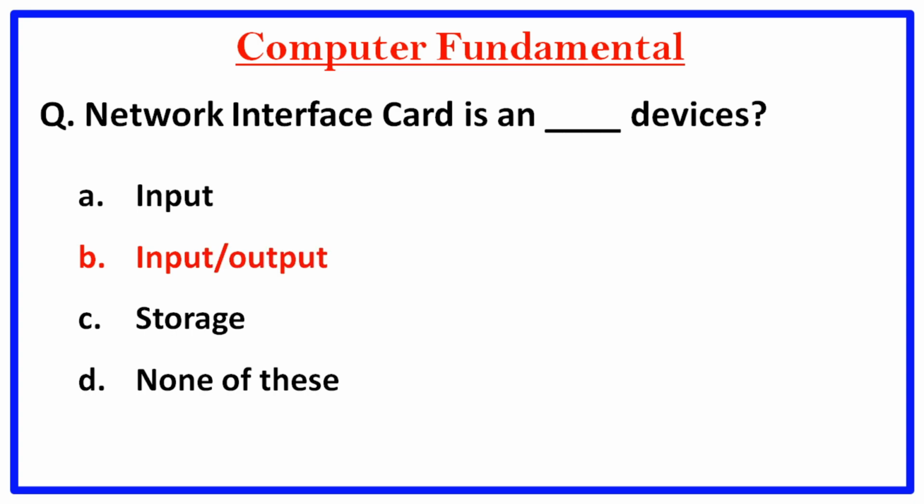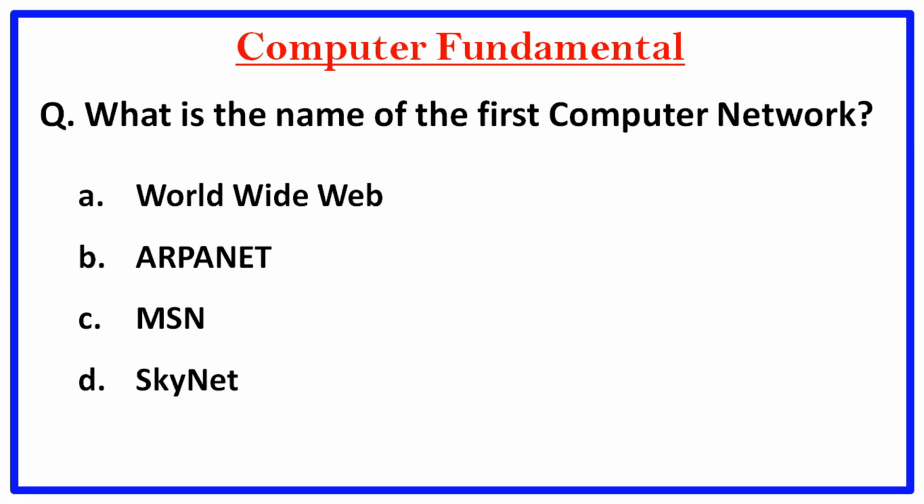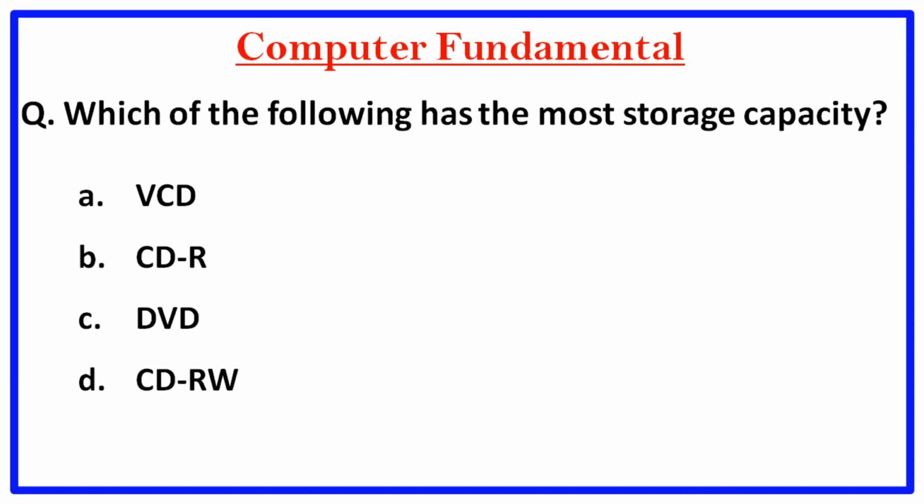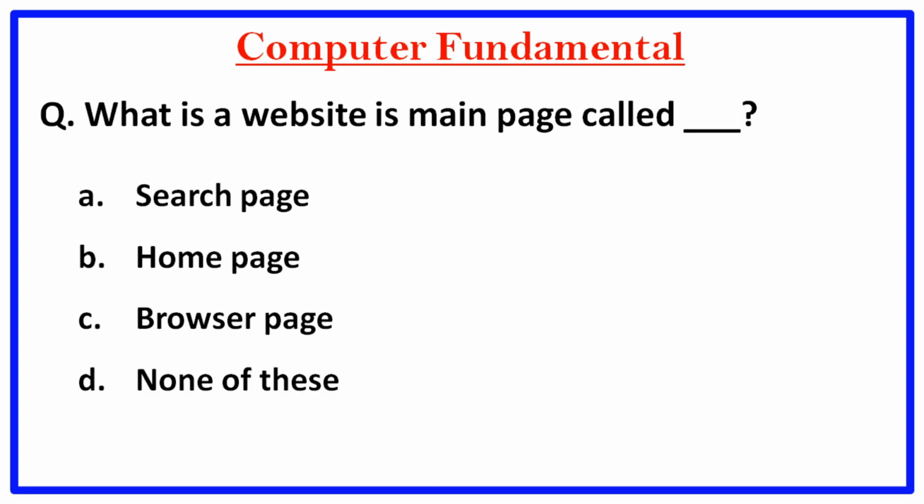Next question, what is the names of the first computer network? Right answer is options B, ARPANET. Next question. Which of the following has the most storage capacity? Right answer is option C, DVD. Next question. What is a website's main page called? Right answer is options B, home page.